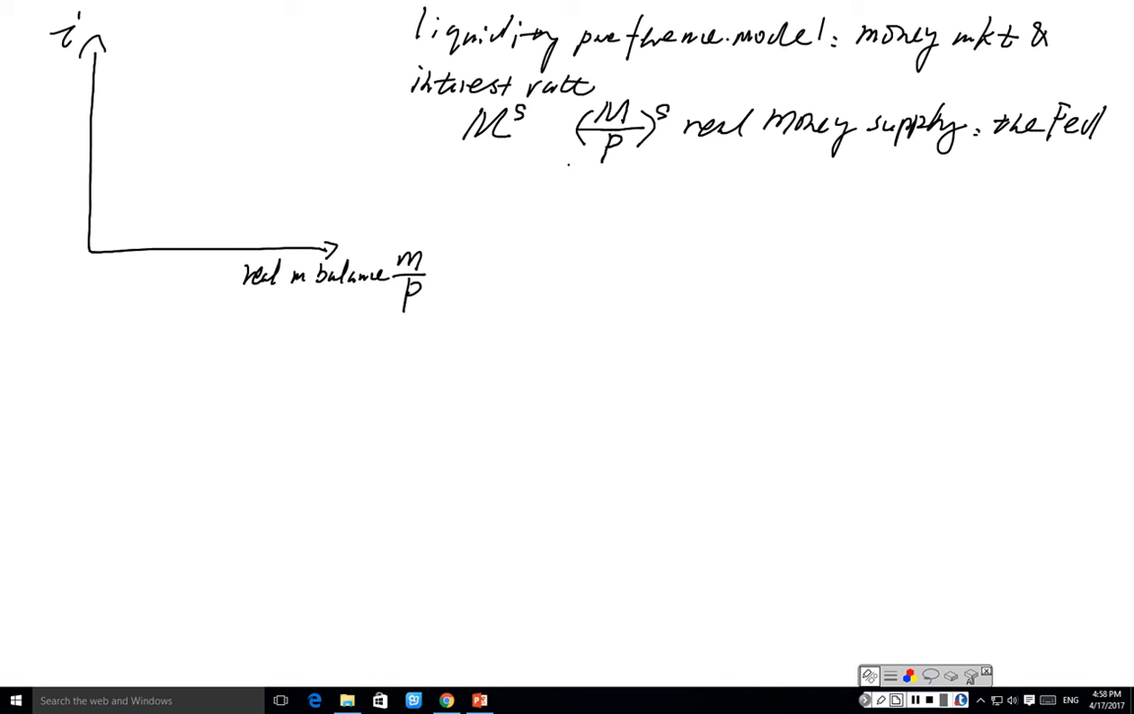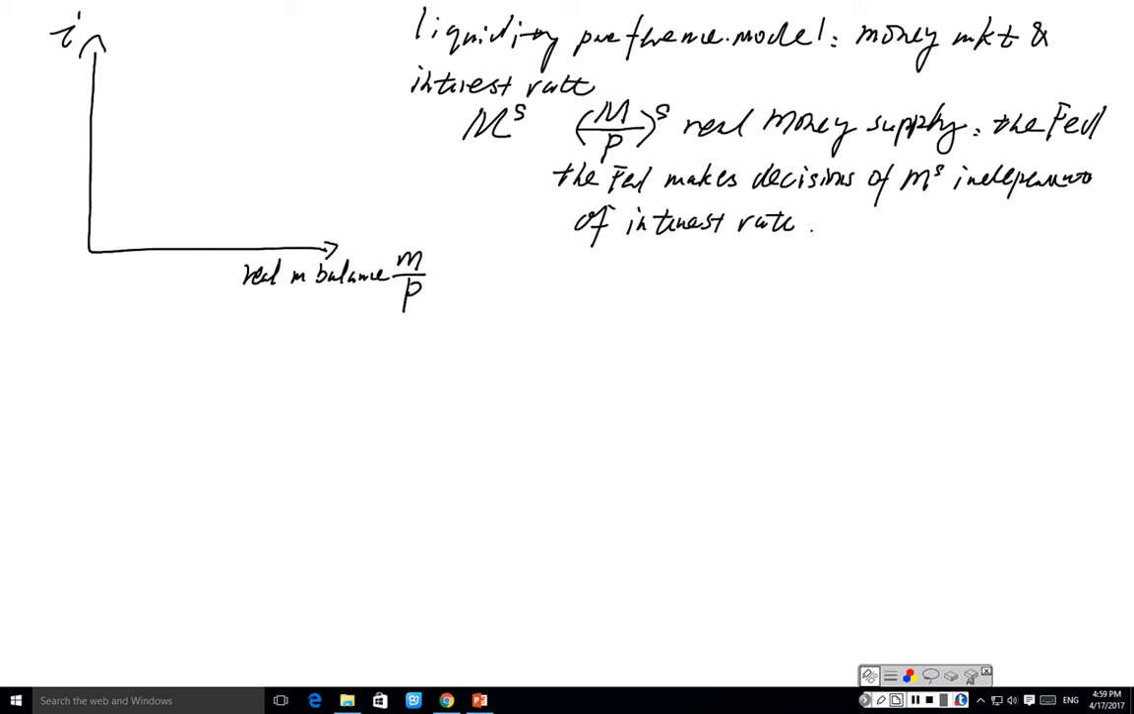And we have an assumption here: the Fed makes decisions of the money supply independent of the interest rate. So this implies the interest rate will not affect the real money supply, and the Fed decision has nothing to do with the interest rate. It's independent. So the supply of the money in the real balance term will be vertical.